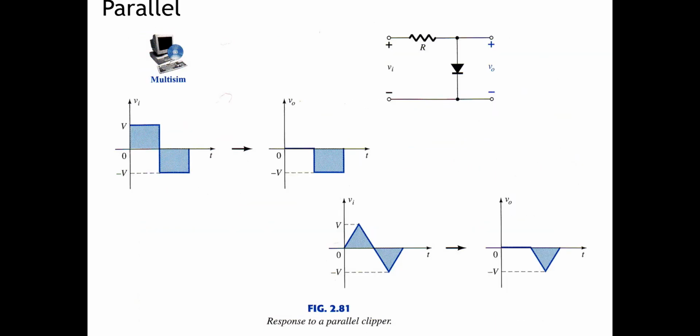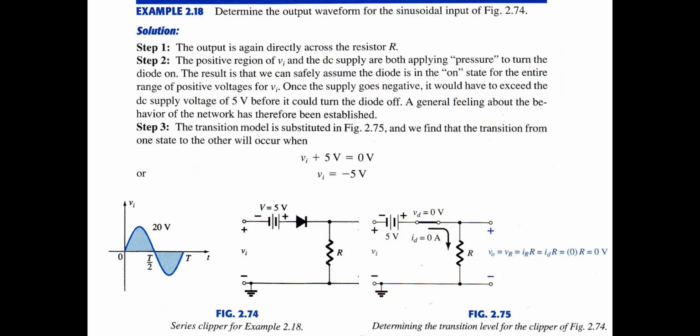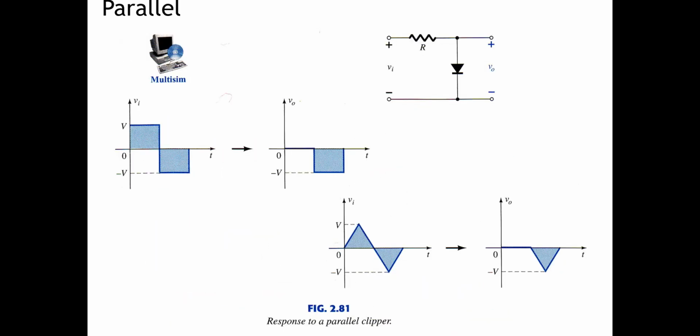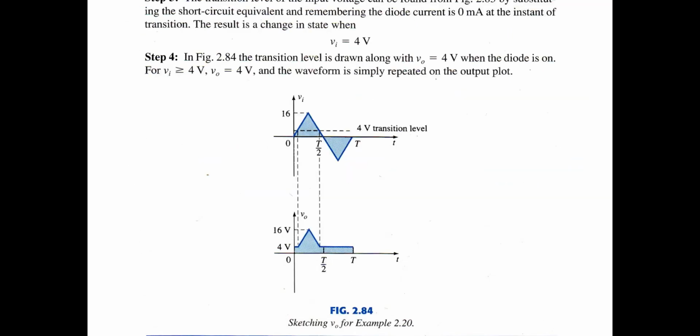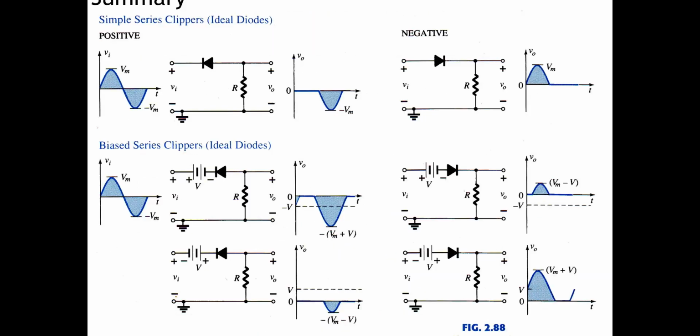We can clip, and this is if we use the parallel configuration. With a series configuration, we clip the negative cycle. In a parallel configuration like this one, we clip the positive cycle like this one. Okay, you can see by yourself how a clipper network works here. So this is the summary of the clippers. This is the positive clipper, and this is the negative clipper.